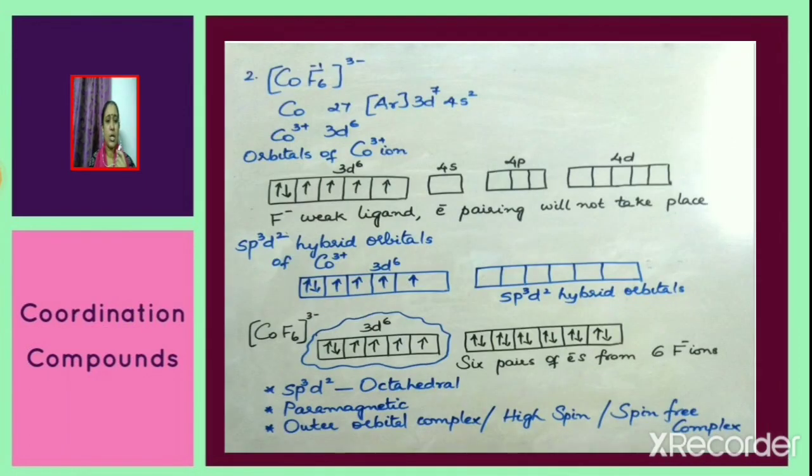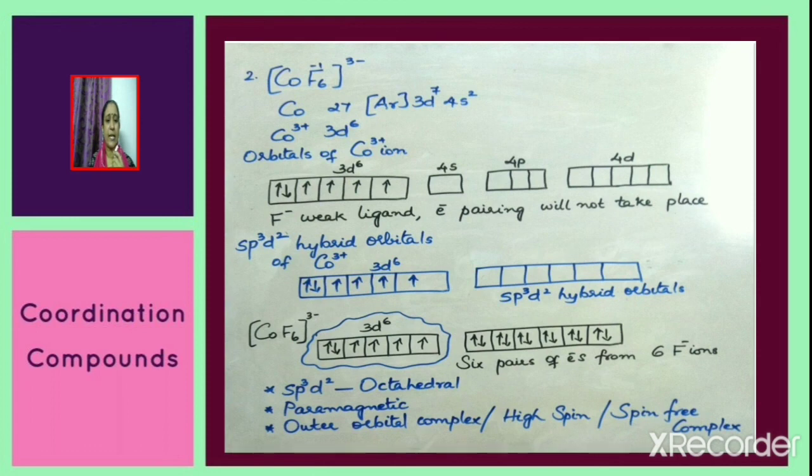Next, consider [CoF6]3-. The oxidation state of cobalt is +3, therefore the configuration will be 3d6. Orbitals of the Co3+ ion are shown. 6 electrons are present in the 3d orbitals. 4s, 4p and 4d orbitals will be vacant.